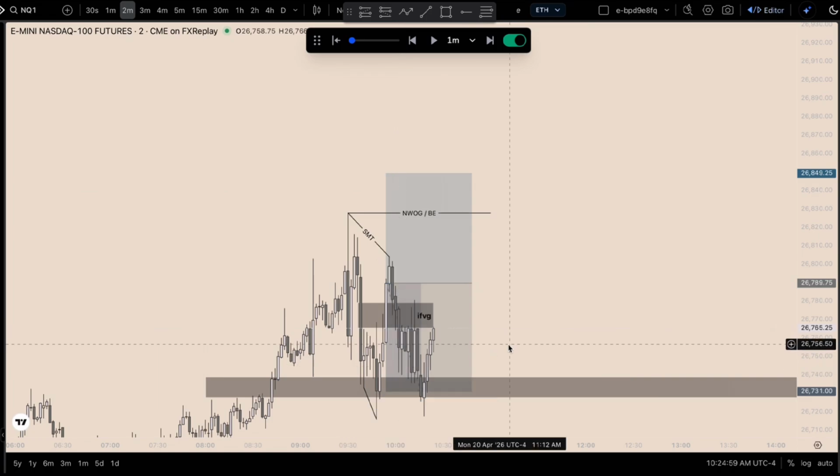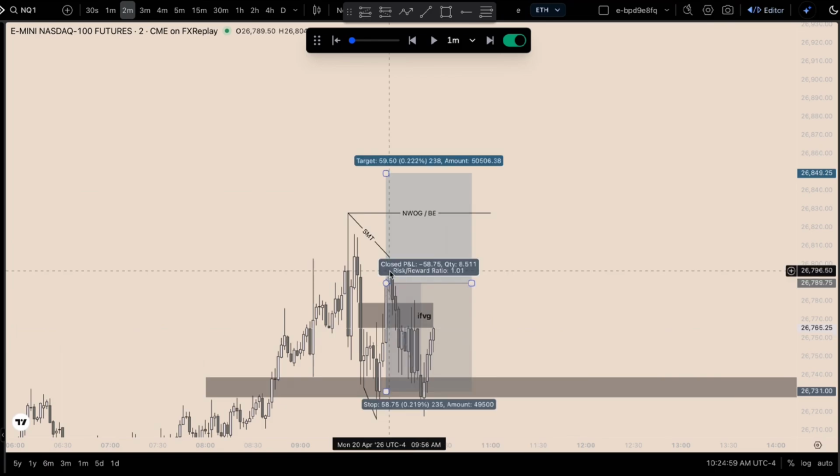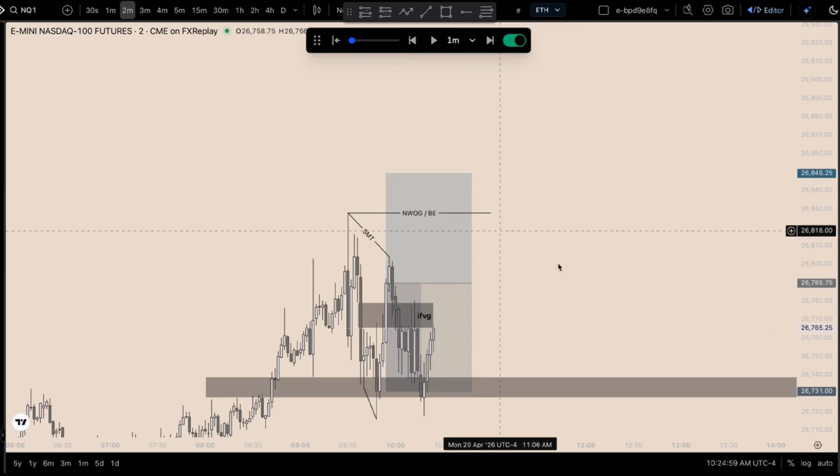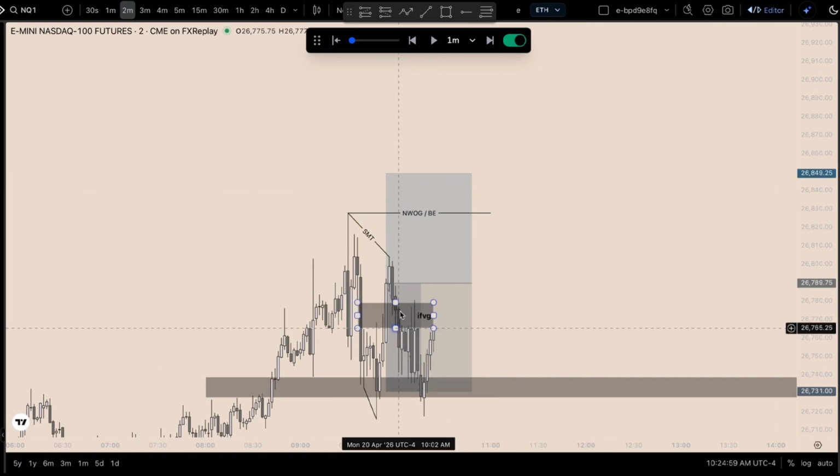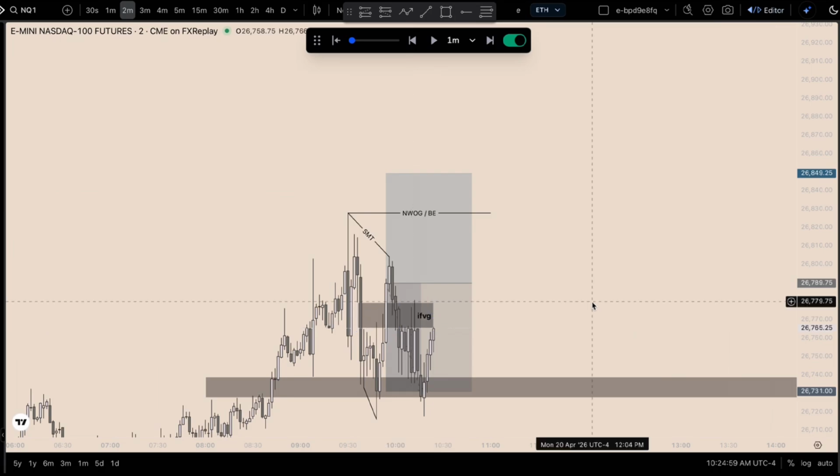So a lot of people, when they took the 1 minute, they didn't go break even here, and they didn't take profit here because they thought it would continue going up to the new week opening gap fill. But then this news just cooked them and could have led to the losing of my trade. But I can't control that, so I don't really care about that. But it was just a dumb entry on my side anyway.